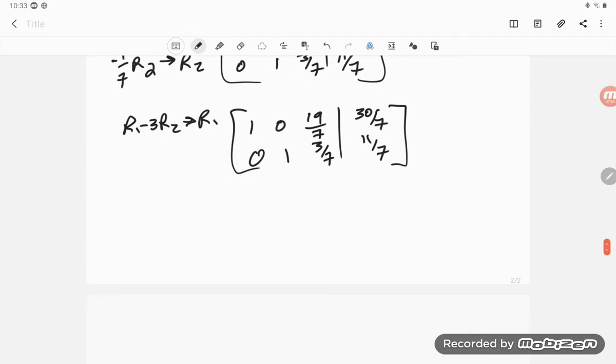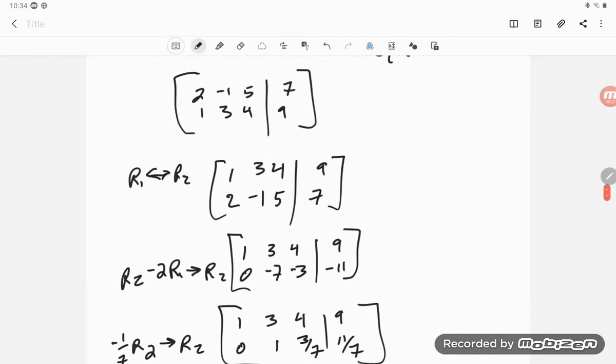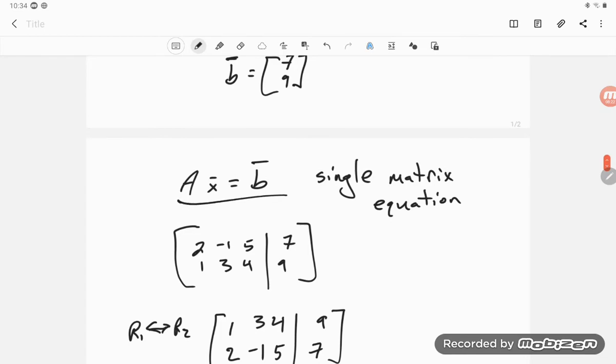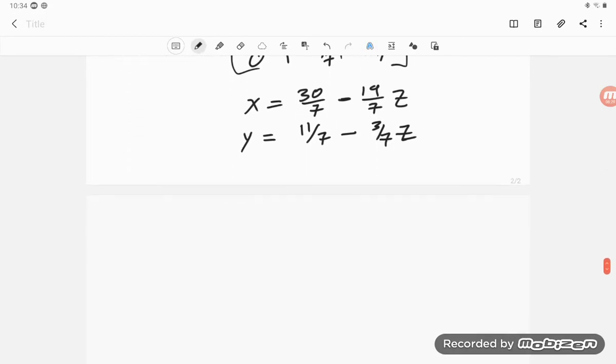And so now I have my solution where I let z be arbitrary, and so I have x equals 30/7 minus 19/7 z, and y is equal to 11/7 minus 3/7 z. So I solved the system the same way, but I represent it now as a matrix equation. A single matrix equation is the same thing as a linear system.